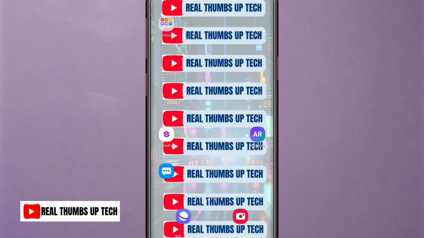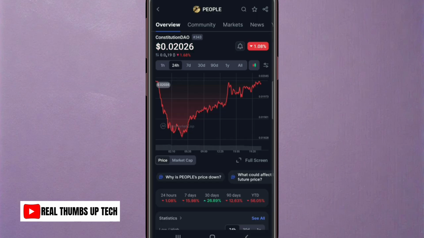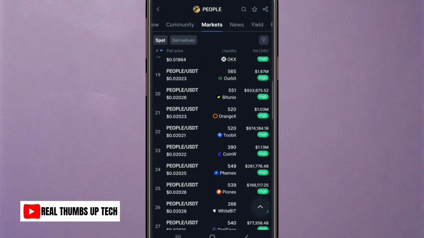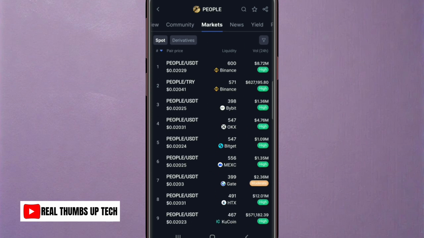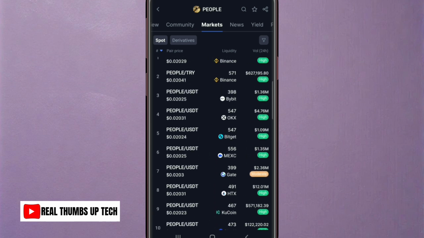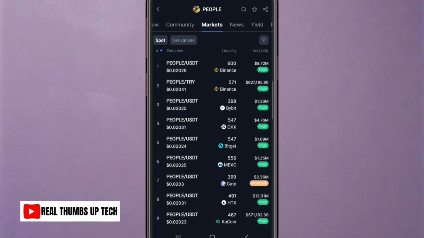Let's use another coin as an example. I'll still go back to the same CoinMarketCap. Let me use the web this time around. Okay, I'm still using the app. So this is CoinMarketCap. I'm trying to check out the coin called People. Okay. So you go over to markets. So you're going to see People Coin on many exchanges, but I want only Binance. Okay, that's what I want to use in this video.